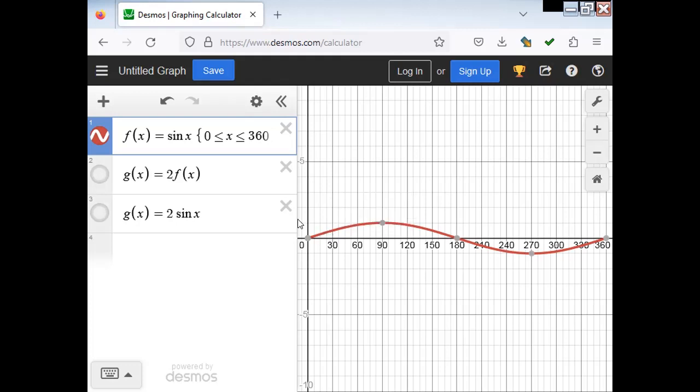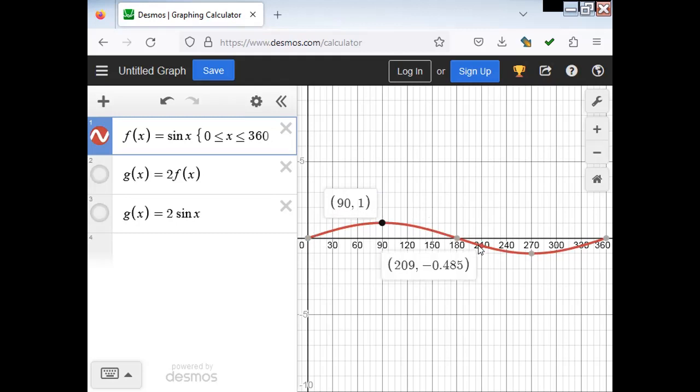Now what should happen with g now? My every output will multiply by 2. जो 0 था that will remain 0. इसी तरह for example 30 पे what was the output? 0.5. Now g(x) में 30 पे output क्या हो जाएगा? 1. इसी तरह 90 पे output was 1, now output at 90 will become 2. Is that right or wrong? So जो output है, all the outputs will multiply by 2.